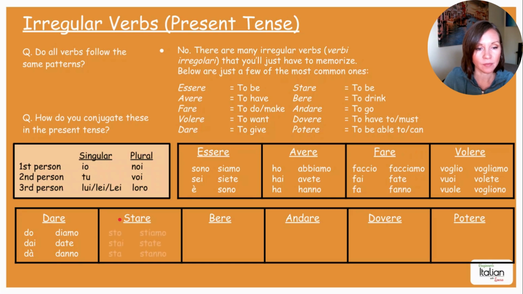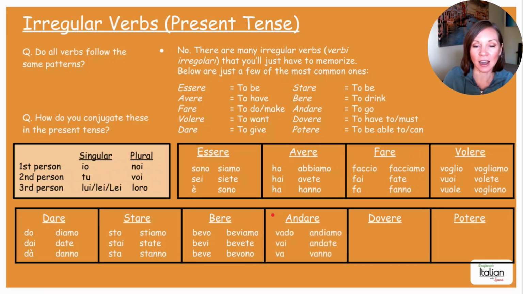Stare. Sto, stai, sta, stiamo, state, stanno. Bere. Bevo, bevi, beve, beviamo, bevete, bevono. Okay, this is very different, very, very irregular. Andare. Vado, vai, va, andiamo, andate, vanno.